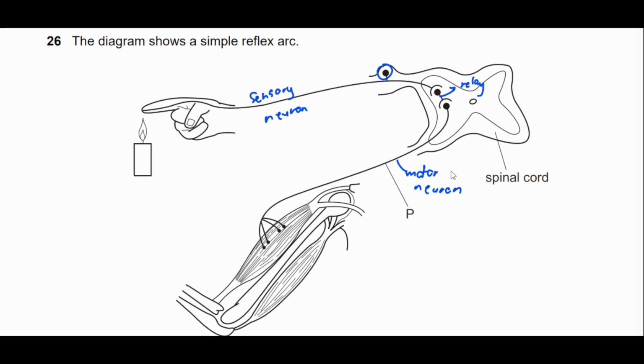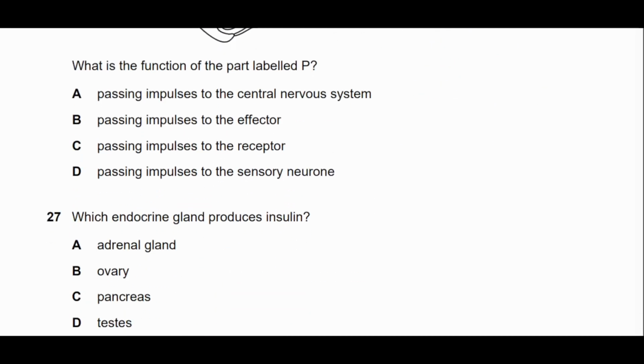So what's the function of a motor neuron? It is to pass impulses to the effector. In this case, it's the muscles.